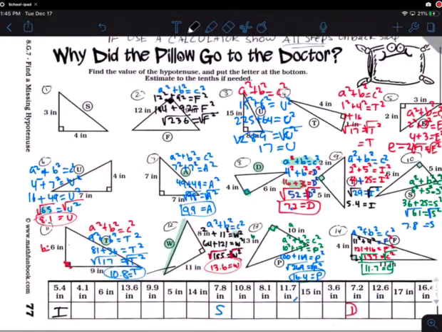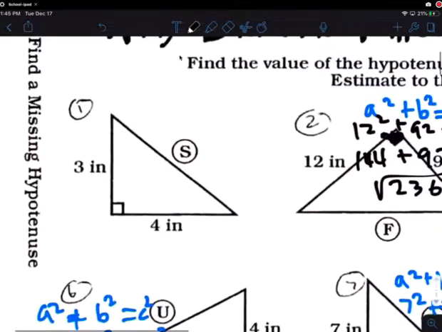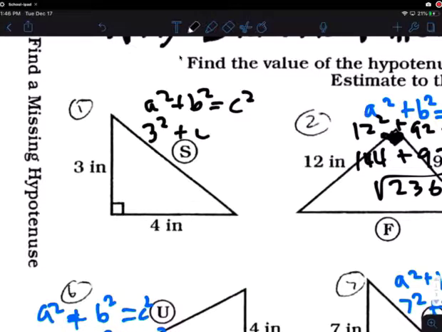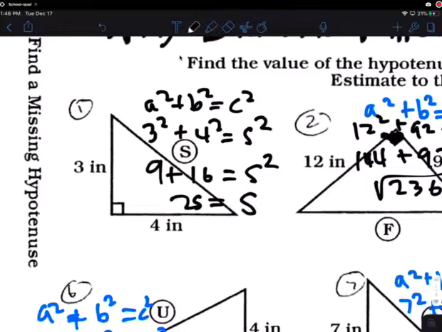Anyways, you do number 1 here. Number 1, same thing. A squared plus b squared equals c squared. A is 3 squared plus 4 squared equals s squared. 9 plus 16 equals s squared. 25 equals s squared. Take the square root. S is 5.